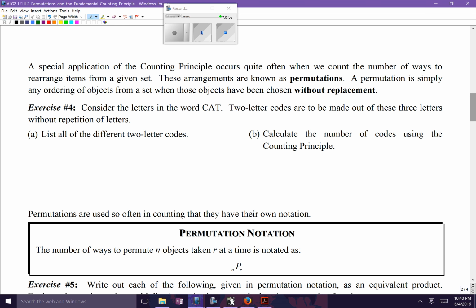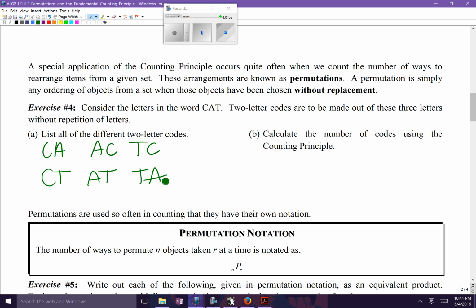All right. Next page, it says consider the letters in the word cat. 2-letter codes are to be made out of these 3 letters without replacement of letters. List all of the different 2-letter codes. So I could have a CA, an AC, a TC, CT, AT, or TA.